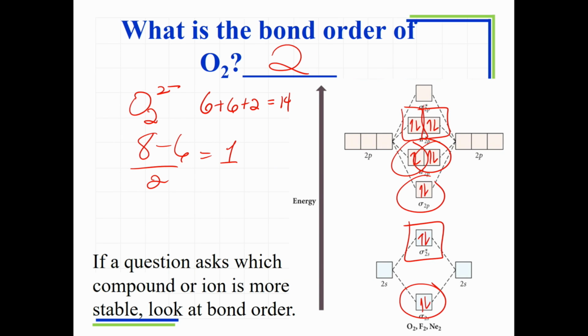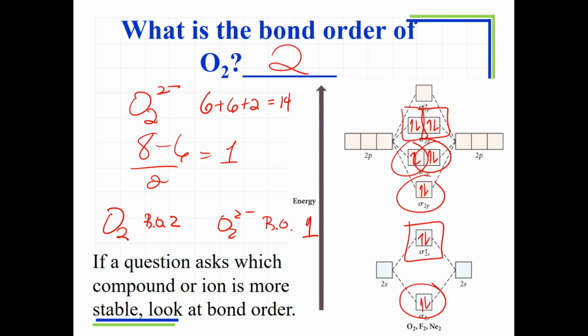Sometimes you might be asked a question about which is more stable. And so if we were going to compare our oxygen, O2, which had a bond order of 2, with O2 2 minus, which had a bond order of 1.